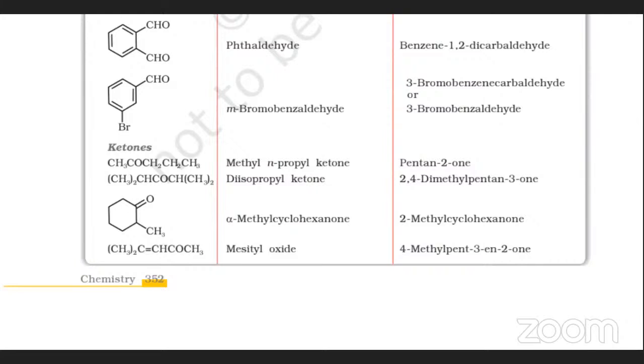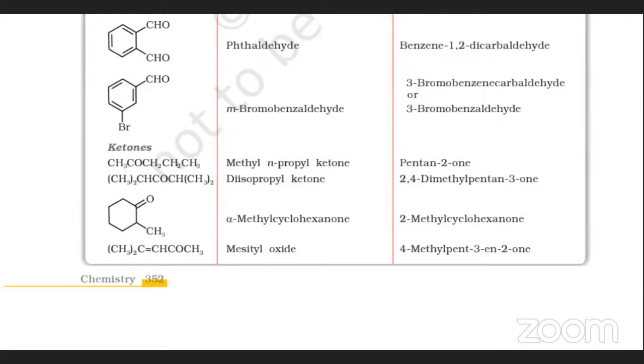1, 2, 3, 4, 5: five carbons are there. Where 5 carbons are present, the root word is pent, and at the second carbon we have the one. So pentan-2-one, otherwise 2-pentanone, also we can say. Similarly, consider a cyclic ketone: on the ring, a double bond O is there, and that carbon is taken as the first carbon.